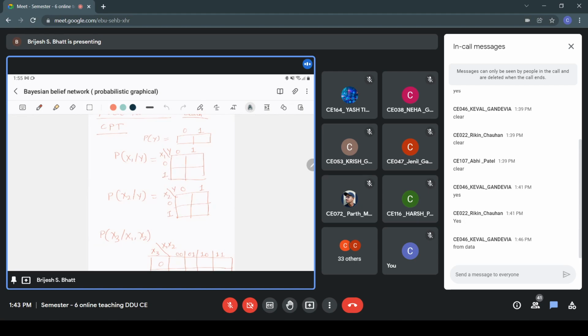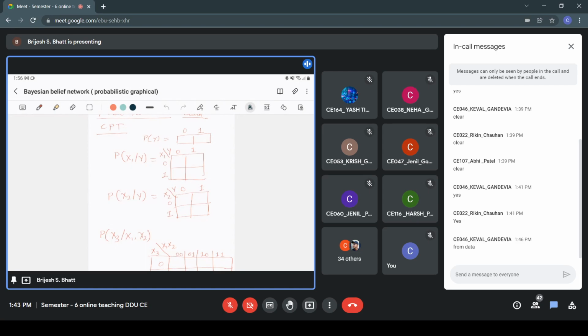Yes, as Keval is saying, we get these values from data. We look at the data, we again count the numbers as we did in the naive classifier, and we fill in this table. Then we make use of this table to answer inference questions. So the process remains the same: learning conditional probability tables from the data. Once the conditional probabilities are learned, use those probability values to answer inference questions.